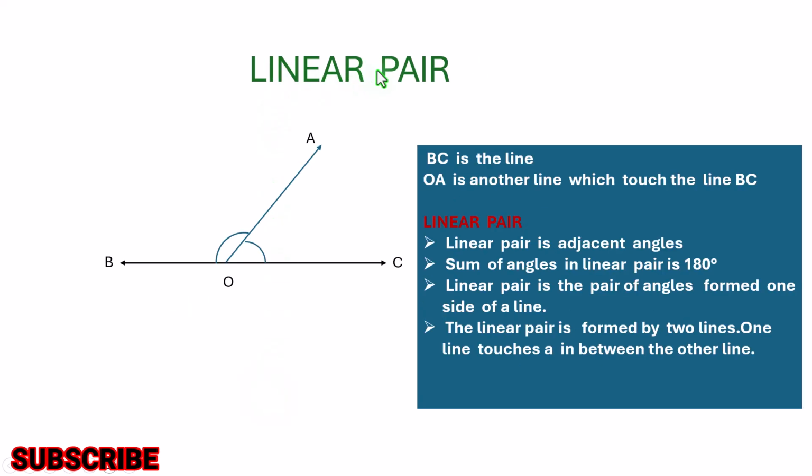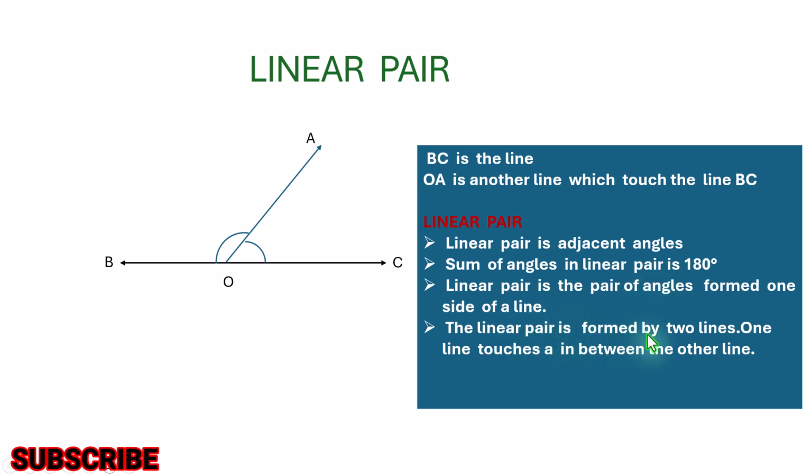Another type of angle pair is the linear pair. A linear pair is formed by two angles on one side of a line. Here BC is the line, and OA is another line which touches the line BC. A linear pair is a pair of adjacent angles. The sum of the angles in a linear pair is 180 degrees.